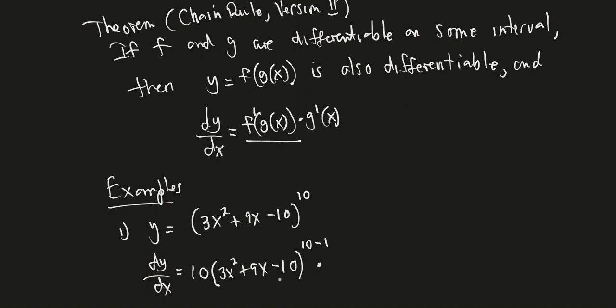So now I'm focusing on the 3x squared plus 9x minus 10. Its derivative is 6x plus 9, right? And then that completes the derivative of this composite, right? So if you look at it, you should see when you look at this part of it before we simplify, or even after we simplify, you should be able to see these two derivatives.